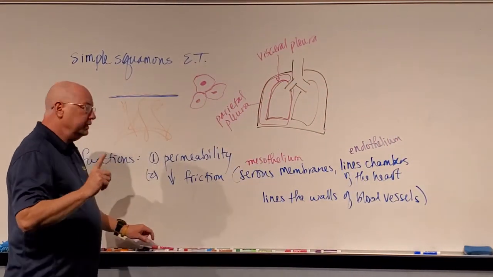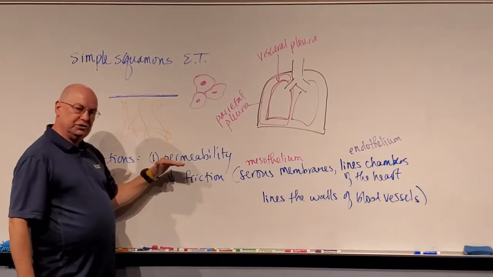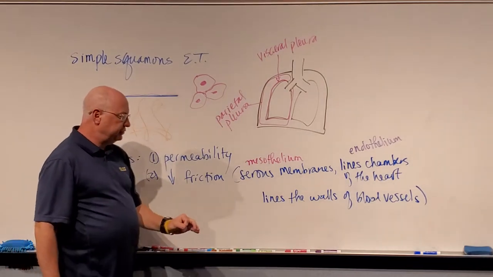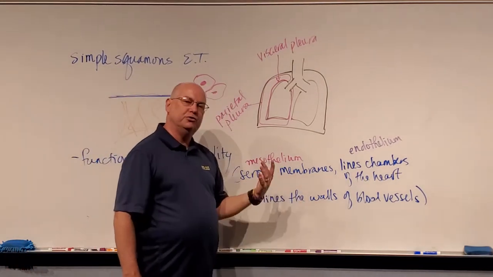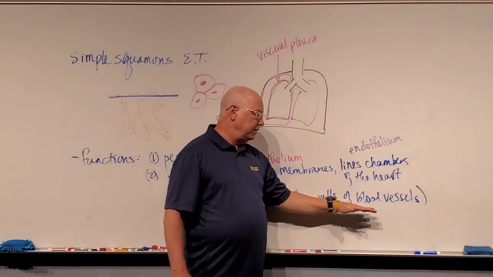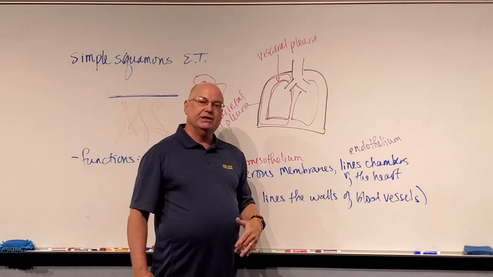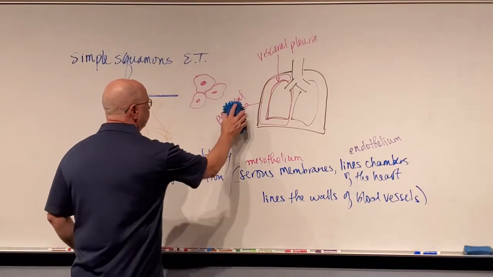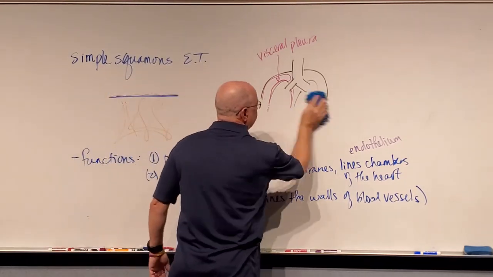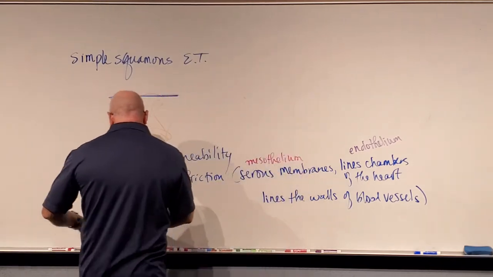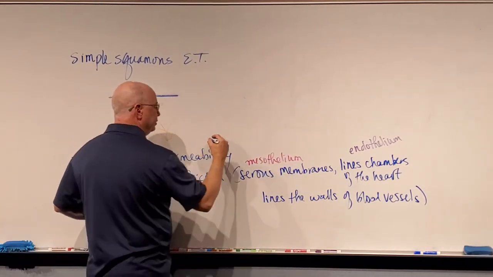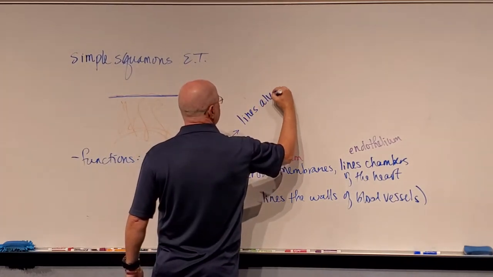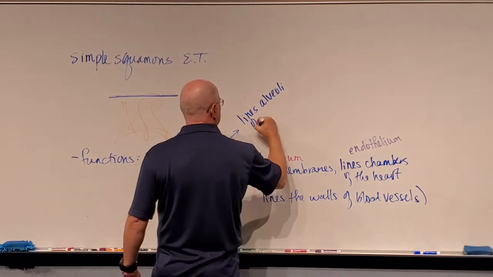So far, simple squamous epithelium, we know the functions: permeability, and it reduces friction. There's three places it reduces friction. Serous membranes, also referred to as a mesothelium, lining the heart and the blood vessels, as an endothelium. All three reduce friction. Now, the last place I want to point out is where it actually functions for permeability. And where it functions for permeability is it lines what we call the alveoli of the lungs.